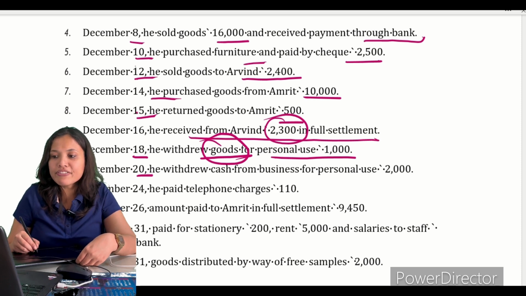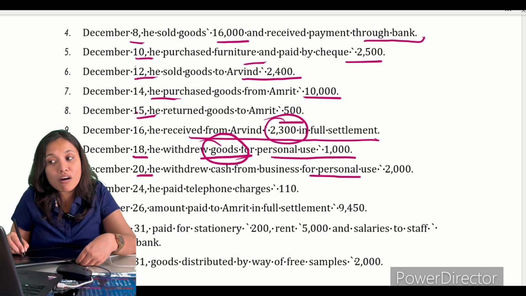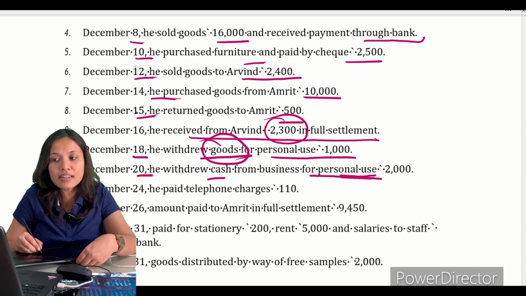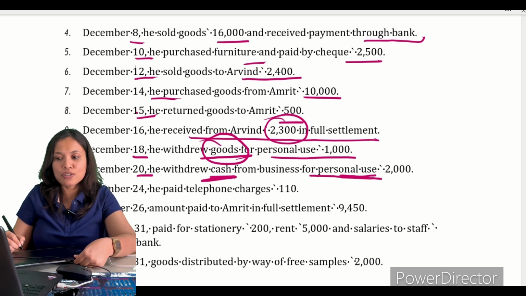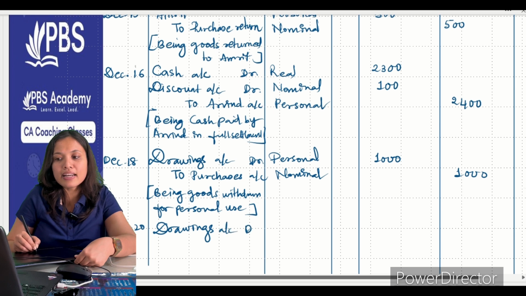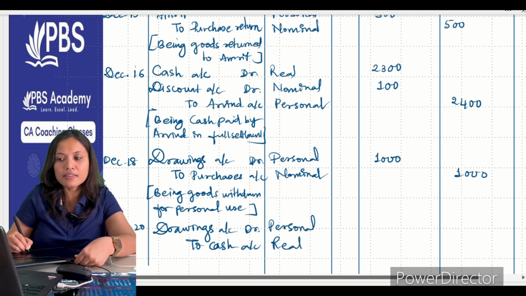December 20, he withdrew cash from business for personal use. Again, personal use, but he has not taken goods. He has taken cash. So personal use, as soon as it is personal use, I'll use the word drawings. Drawings account debit. But he has taken cash here, so to cash account. Drawings is personal. Cash is real.